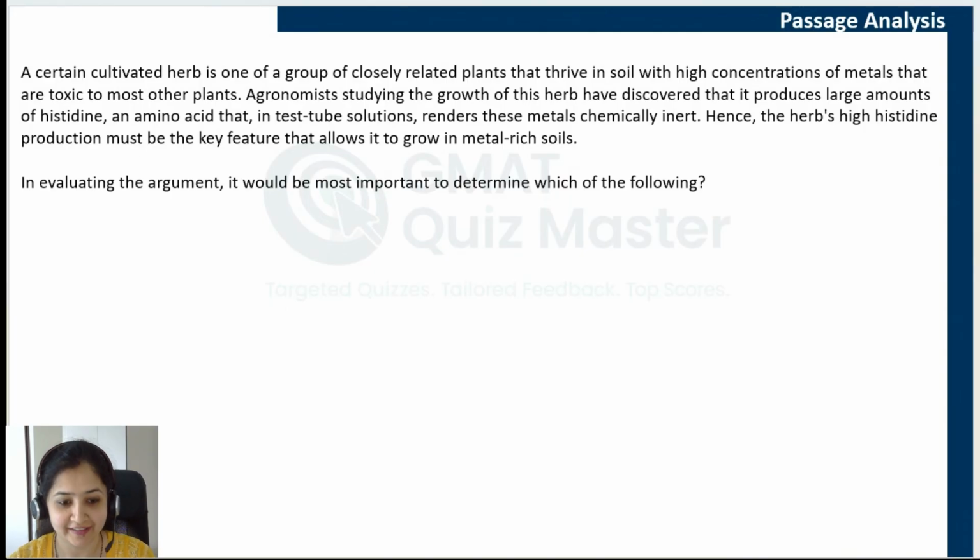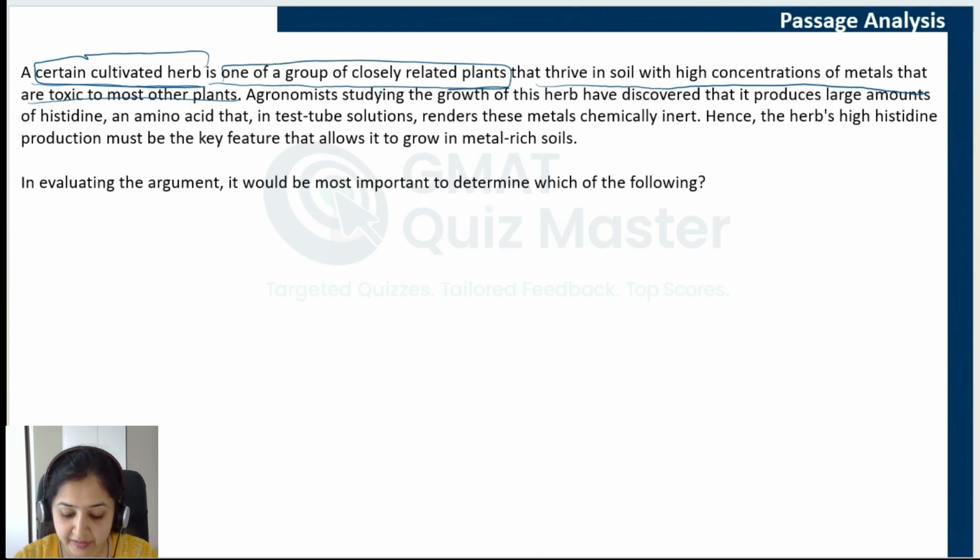Let's start with passage analysis. A certain cultivated herb is one of a group of closely related plants that thrive in soil with high concentrations of metals that are toxic to most other plants. So, we are saying that there is one cultivated herb, and this herb is one of a group of closely related plants. Now, what are these closely related plants? What do we know about them? We know that they thrive in soil with high concentrations of metals, and this kind of soil is toxic to most other plants. So, that is what differentiates this group of plants from the other plants.